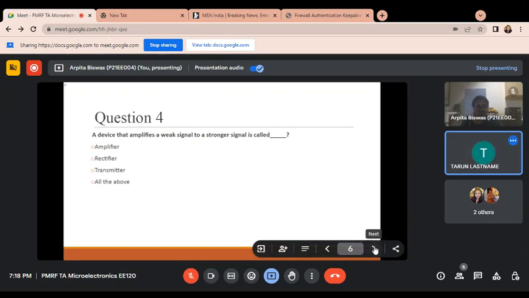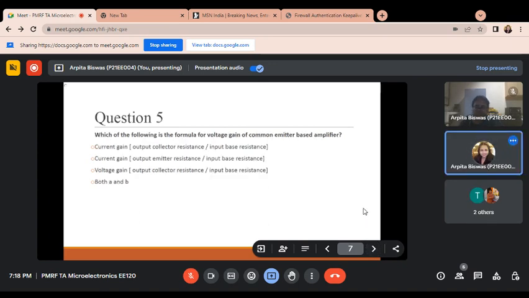So next we are moving towards question number 5. Which of the following is the formula for voltage gain of the common emitter based amplifier? The first option is the current gain into the output collector resistance divided by input base resistance, the second option is the current gain into output emitter resistance divided by input base resistance, the third option is the voltage gain multiplied with the output collector resistance divided by input base resistance, and the fourth option is both A and B. So what is the right answer?